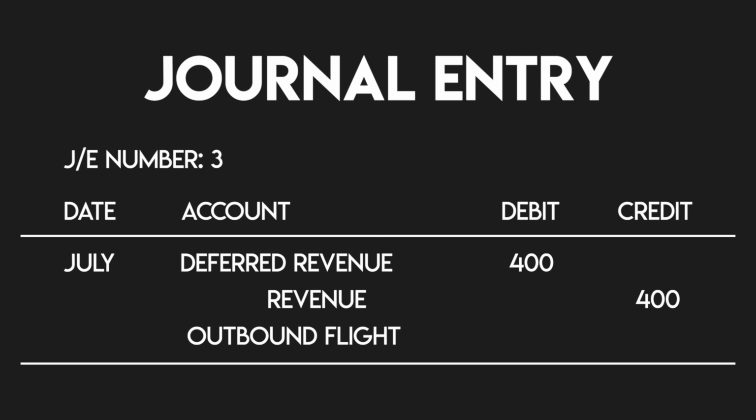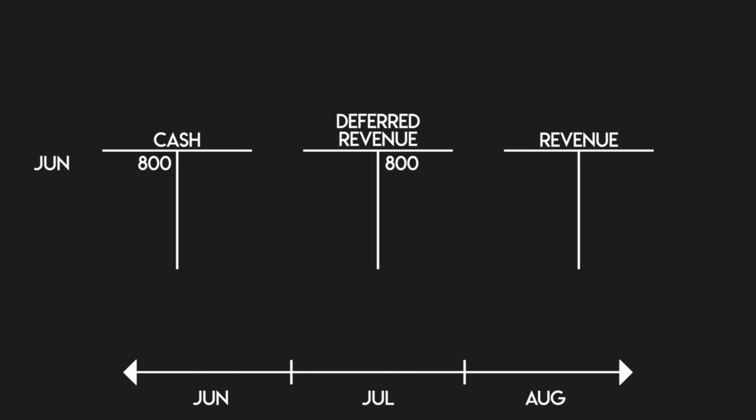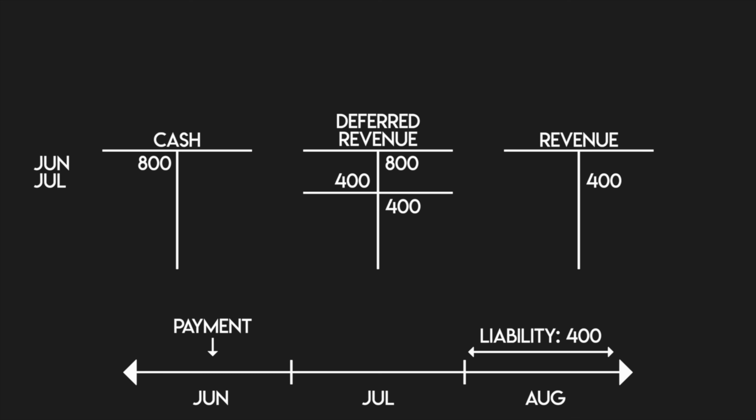Let's jot down how this adjusting entry is going to affect your T accounts. We need to debit the left-hand side of the Deferred Revenue T account by $400 and credit the right-hand side of the Revenue T account by $400. So as things currently stand, you have cash of $800 from that initial payment and you are holding deferred revenue of $400 as a liability in your balance sheet.